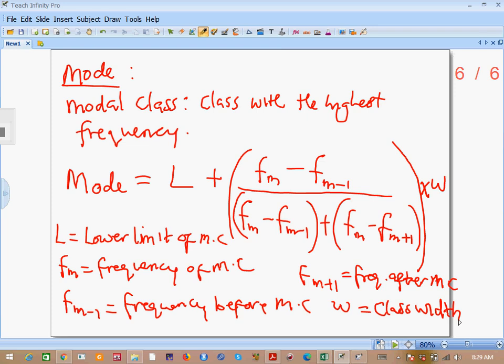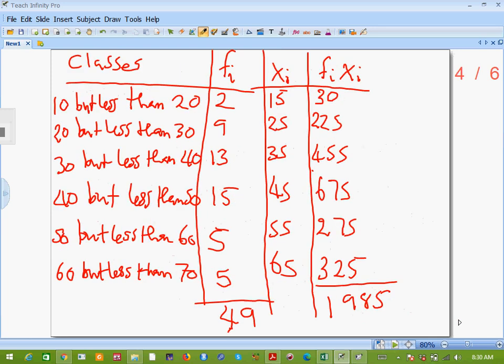So those are the terms we find in the mode for ungrouped data. First, identify the modal class, which is the class with the highest frequency. To find the mode in this example, we first have to find the modal class, which is just the class with the highest frequency. And here the class with the highest frequency is the class between 40 and 50 because it has a frequency of 15. So that is our modal class.